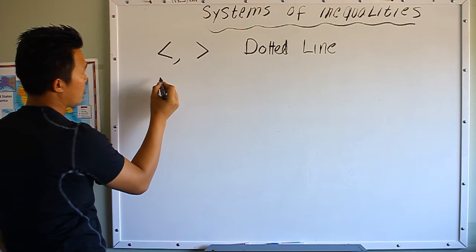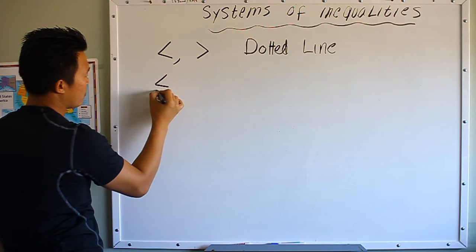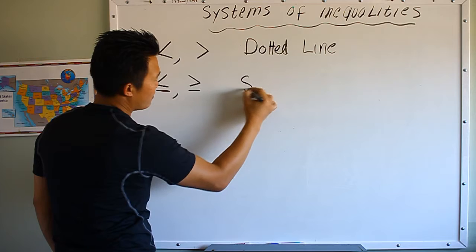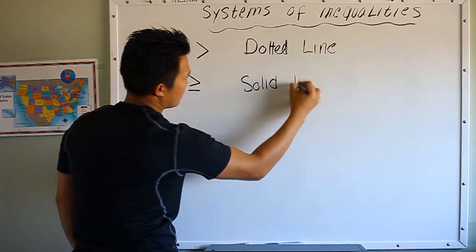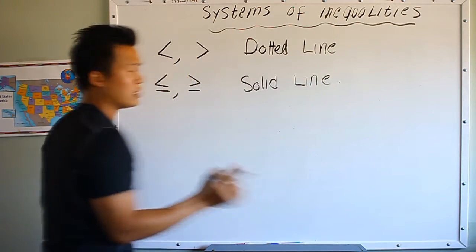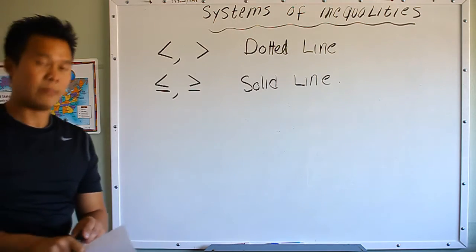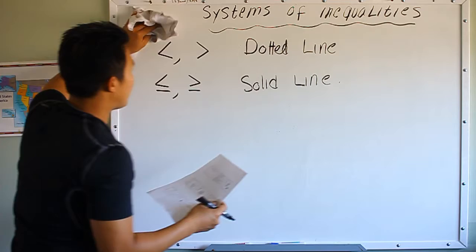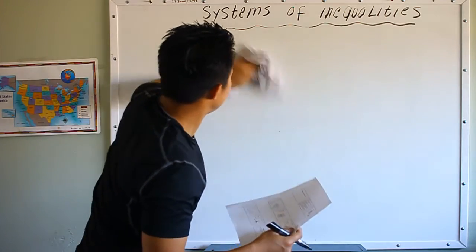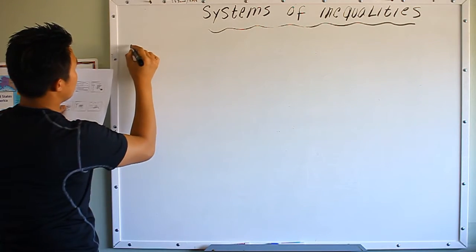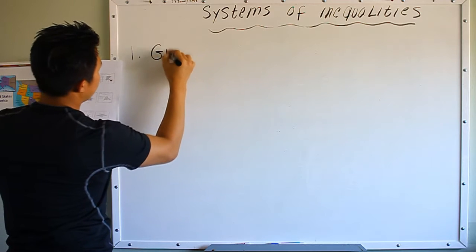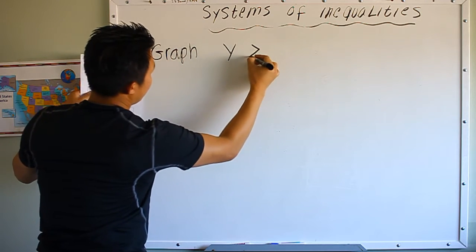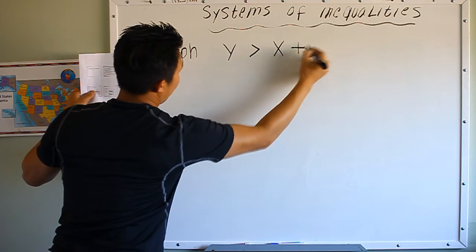Whenever you see a less than or equal to or greater than or equal to, then we graph them using a solid line. So keep those two things in mind before we begin. Alright, so let's take a look at our first problem, which is to graph the inequality y bigger than x plus 1.